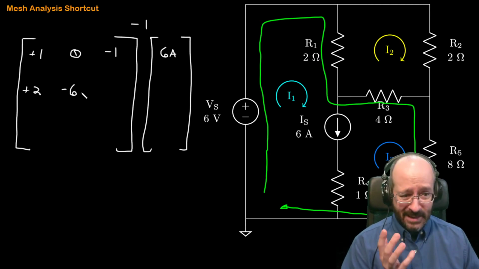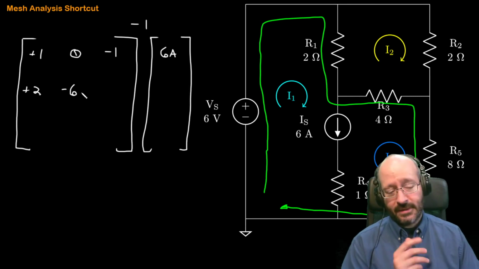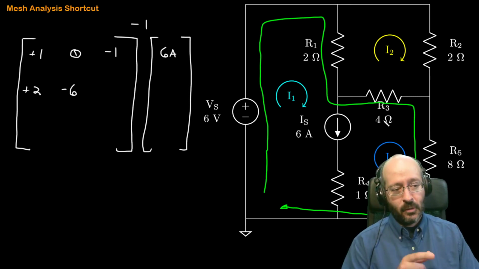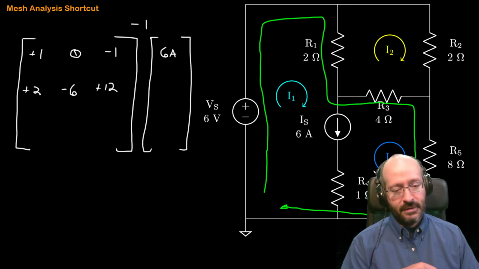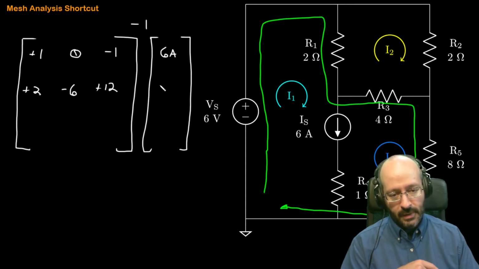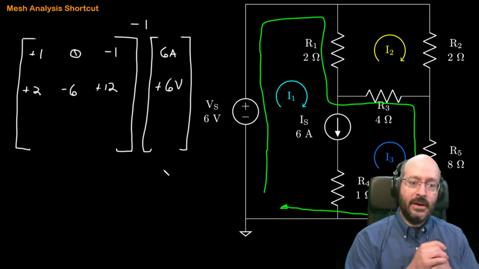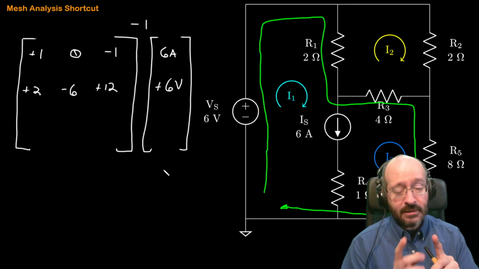Not too bad. Last one, I3, what does it touch that's on the super loop? It touches the 4, and it touches the 8. So 4 plus 8 is 12. And I3 is part of the super loop, so this one's going to be positive. The right-hand side, we got to look for voltage sources. And it looks like we only have this 6 volt out here, and we're going up 6 volts. So it'll be up 6 volts. All right, not too bad. Takes a little practice.